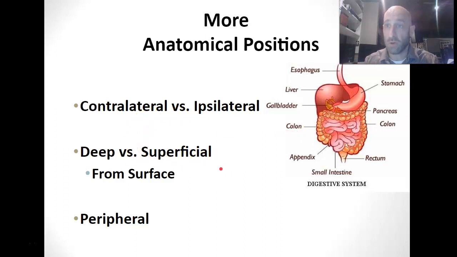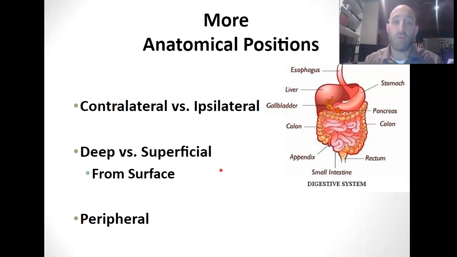And then the last two are pretty straightforward, deep versus superficial. Superficial means closer to the skin or the surface. Deep means closer to the middle of the body. So for example, my skin is superficial to my muscle layer, but my muscle layer is deep to my skin. I could say my stomach is deep to my abdominal muscles.